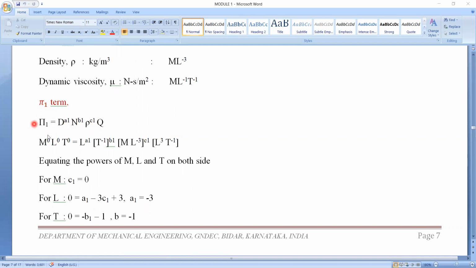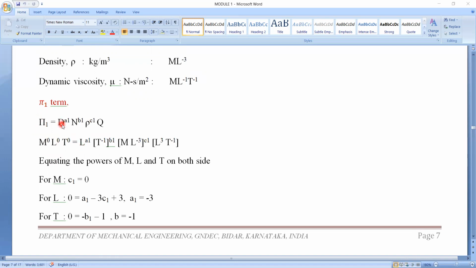Now pi 1 is a constant. So that is a dimensionless number. A constant can also be written as M to the power 0, L to the power 0, and T to the power 0. So anything raised to 0 is 1 again. So we'll get 1. That is a constant on the LHS.